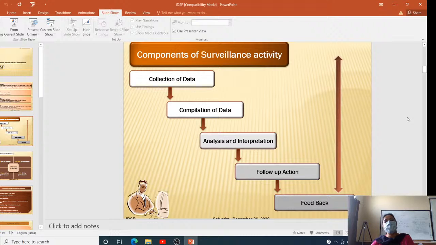So these are some of the components of the surveillance activity. You may have read them in your book. It begins with collection of data. When we collect data, we tend to compile it under various headings, and this compiled data is then subjected to analysis and interpretation.